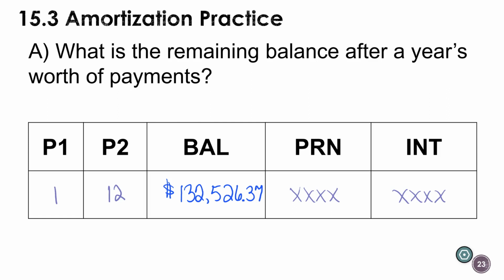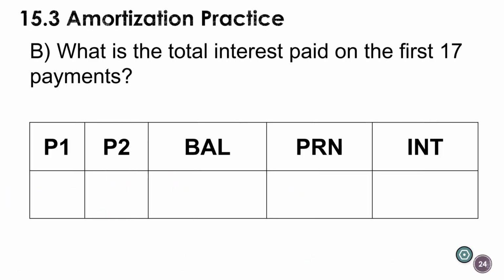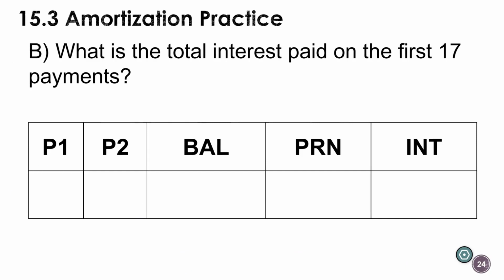I am going to circle this amount. Okay, that's the one we were looking for. With the X's there, you can kind of tell that that's what we were looking for. Okay, next, what is the interest paid on the first 17 payments? So this time we're just looking for interest, so we're not going to find the balance or the principal. Let's just put lines there. That makes it a little bit easier.